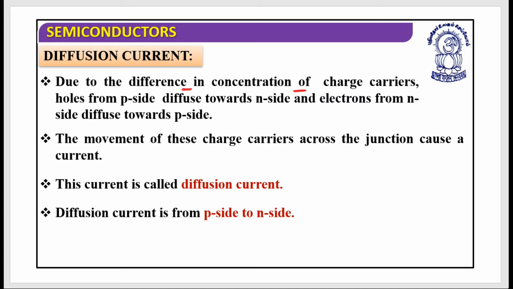Due to the difference in concentrations of the charge carriers, holes from the p side diffuse towards the n side, and electrons from the n side diffuse towards the p side. So the movement of these charge carriers across the junction causes a current, and this current is known as the diffusion current. And this diffusion current is from the p side to the n side. I hope this is clear.